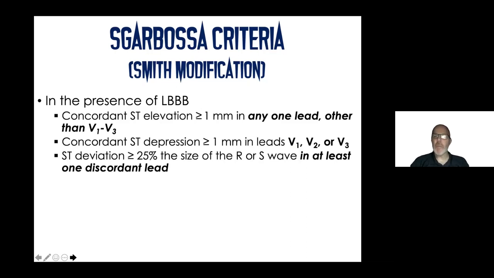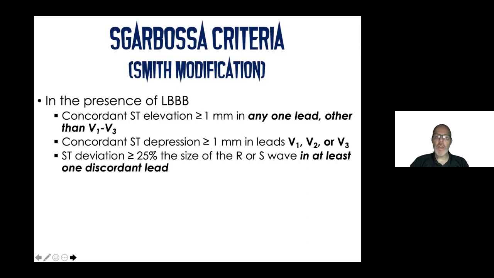So in the presence of a left bundle branch block, criteria A, B, and C, I just call them A, B, and C, and they are actually assigned point values if you read the literature. If there's any one lead, so to look for this first criteria, you have to map out V1, V2, and V3 and kind of black those out for a second, because you're not looking at those initial leads. You're looking for any other lead where you're looking for a QRS complex and an ST segment to be going in the same direction. In other words, you're looking for concordant ST elevation. And if you see that in any one lead except V1, V2, and V3, and it's greater than or equal to 1 millimeter, that's a very specific finding for an underlying acute coronary occlusion. If you don't see any concordant ST elevation in any other one lead except those right precordials, then you go on to the next criteria. That's where you turn your attention to V1, V2, and V3. Now you're looking for concordant ST depression.